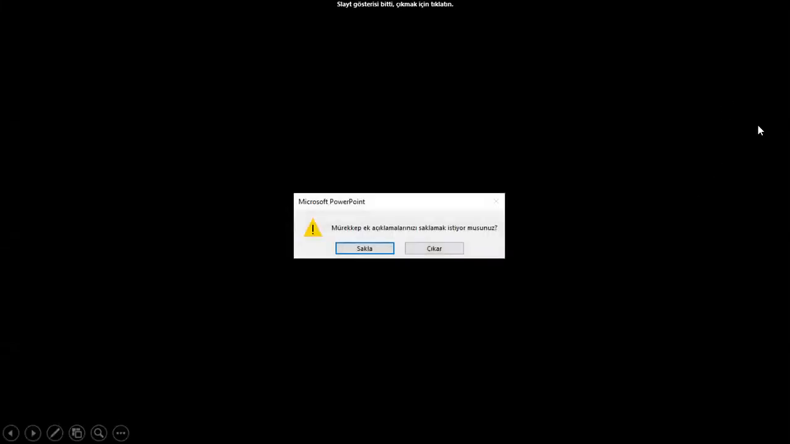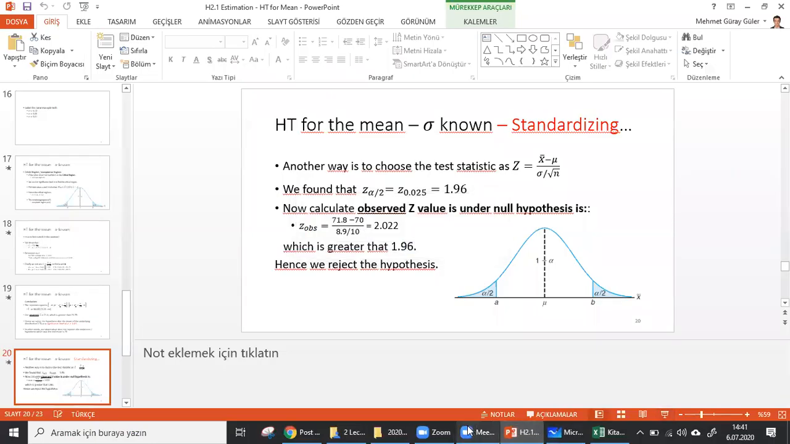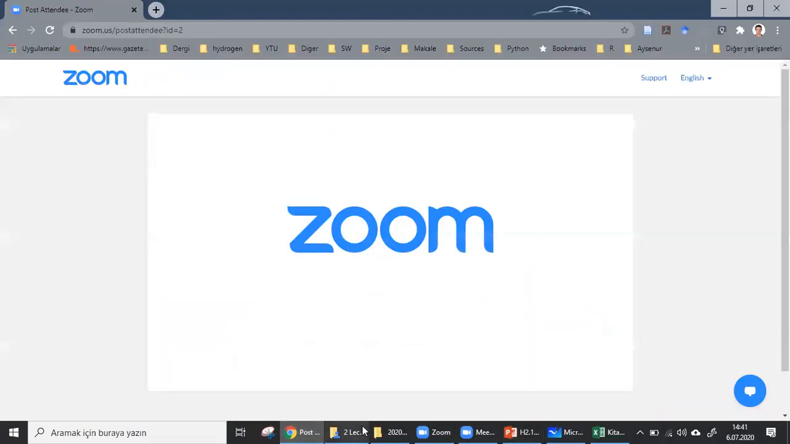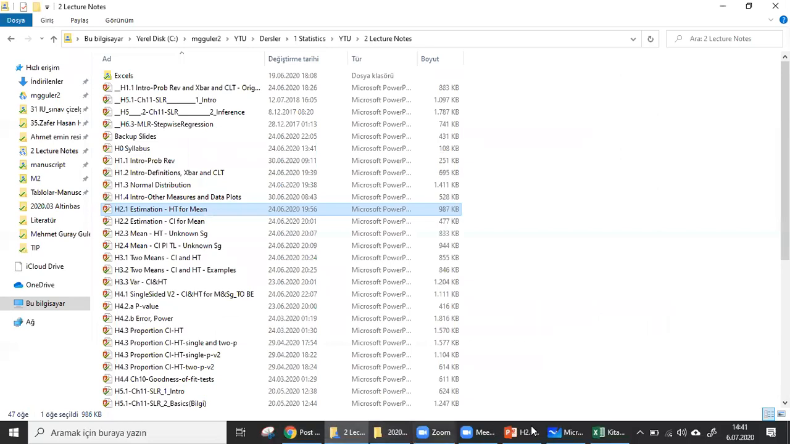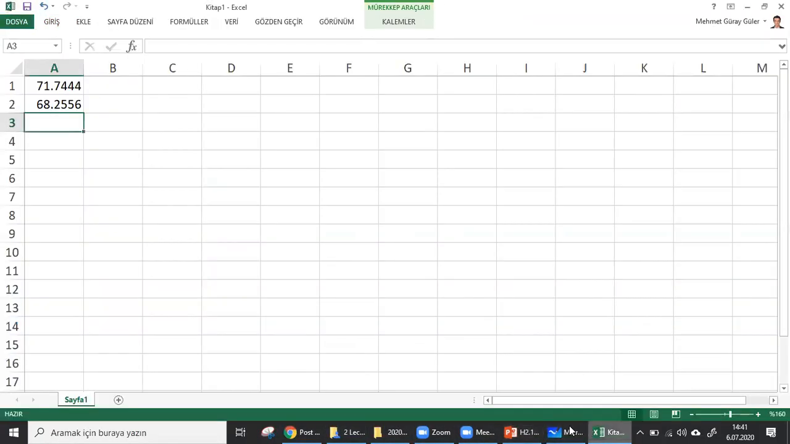In the next lecture, we will continue with our next slide, which is the confidence interval for the means.